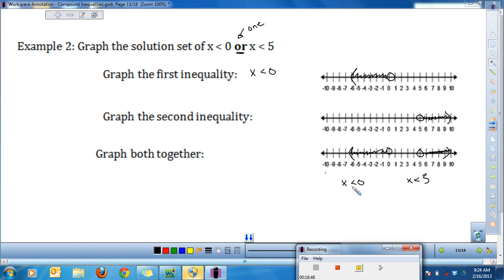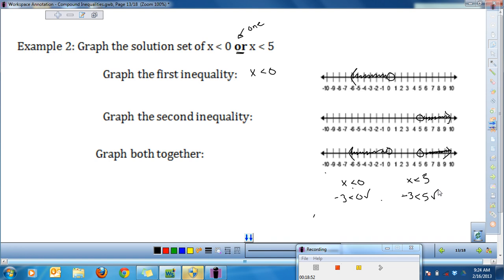So let's pick a number like negative 3. Let's see if that would work. Is negative 3 less than 0? Yes. Is negative 3 less than 5? Yes.